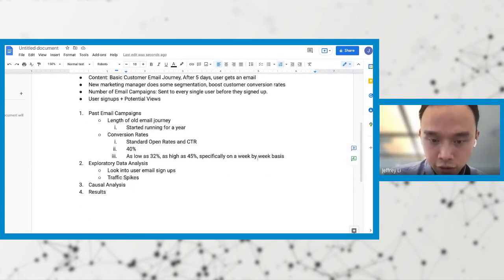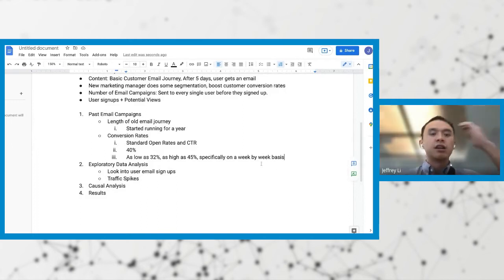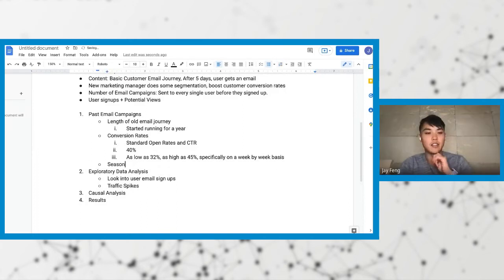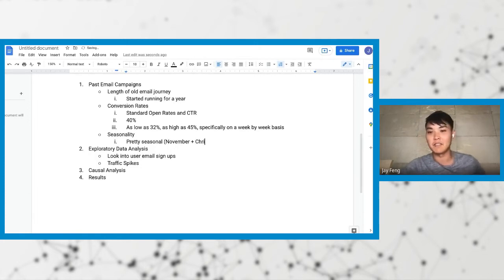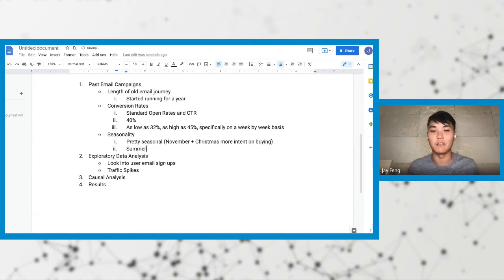Okay, that's very helpful. Is there any kind of seasonality with this conversion rate, or does it usually stay stable throughout the year? Yeah, so let's say that it might be pretty seasonal. Like maybe 1 to 2 months a year, maybe November, Christmas, people are more intent on buying. And then potentially in the summer months, people have higher intent, but without sales, there's probably not a big intent towards purchasing as well.